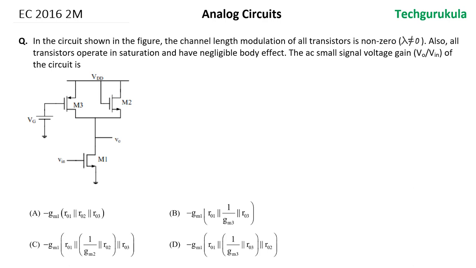In the circuit shown in the figure, the channel length modulation of all transistors is non-zero, which means lambda is not equal to 0. So we cannot neglect channel length modulation. Also, all transistors operate in saturation and have negligible body effect. The AC small signal voltage gain of the circuit is.